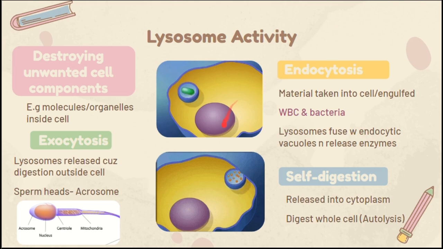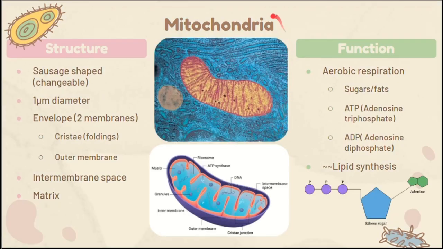Which brings us to our next organelle, the mitochondria. The structure of the mitochondria is easier, so let's start with that. Has many shapes, but it's often sausage-shaped. It's 1 micrometer in diameter, surrounded by two membranes, the outer membrane and the inner one, containing foldings called cristae. The spaces between the two membranes is called the intermembrane space, and the interior of the organelle itself is called the matrix. The main function of the mitochondria is to carry out aerobic respiration.